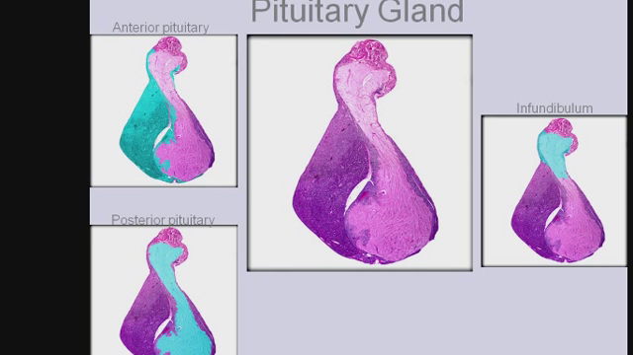Looking at the anterior and the posterior pituitary. The anterior pituitary is the area highlighted in the top left-hand screen, and then we see the posterior pituitary down below in the image, on the right side. The infundibulum is the area that is right above the main part of the pituitary gland.